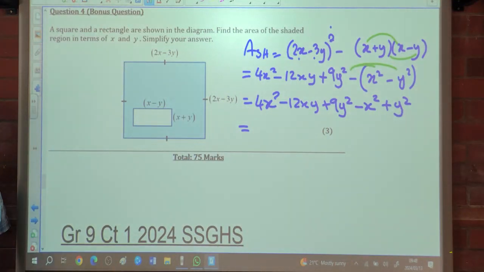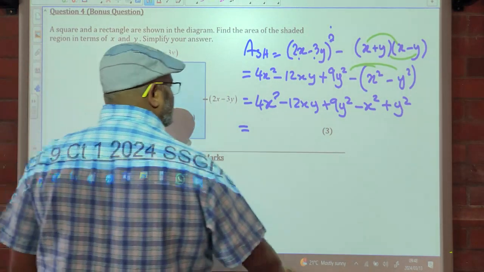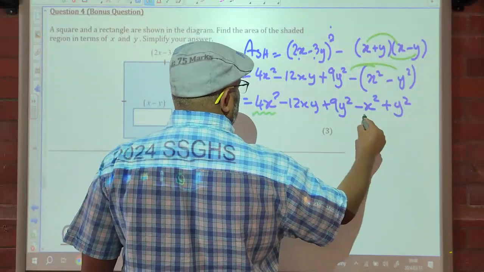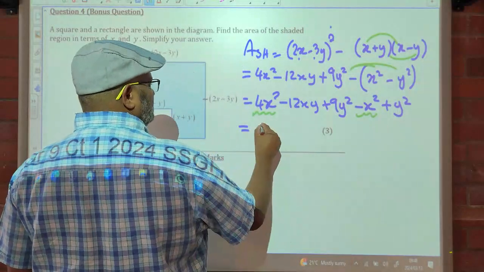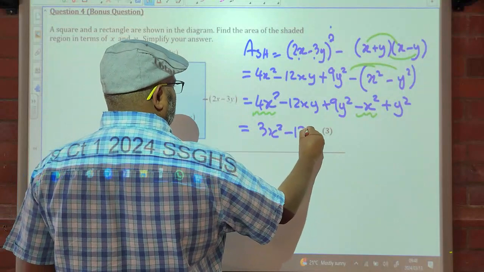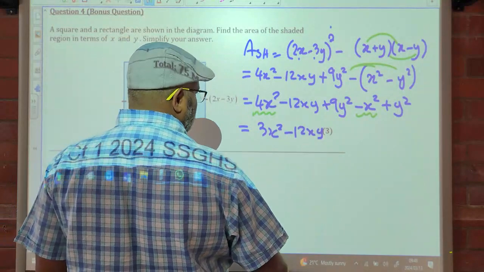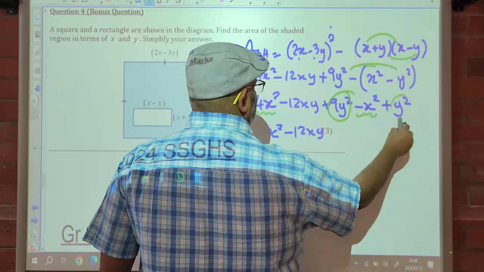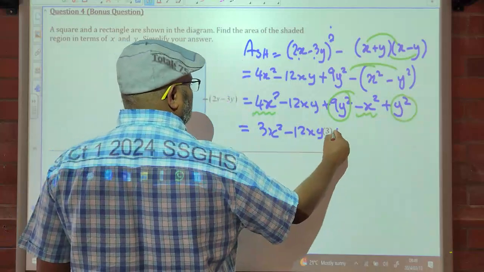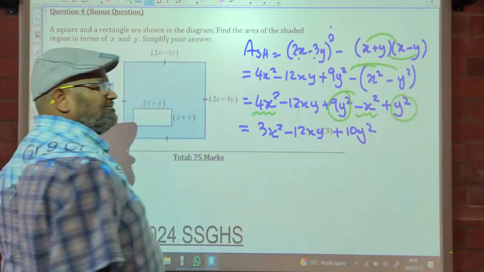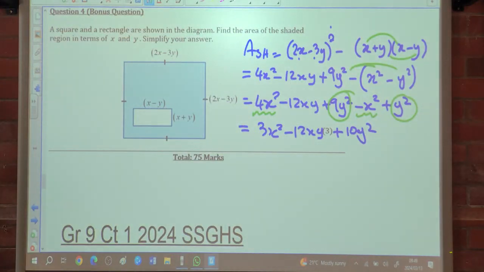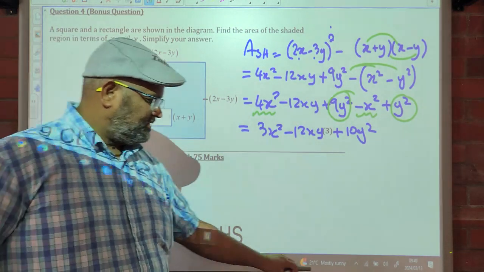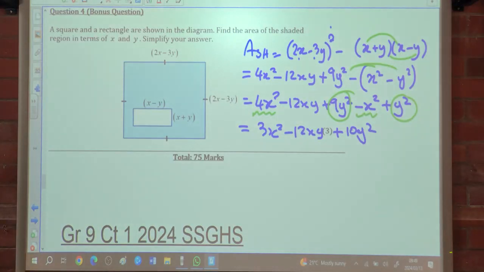So what do we do now? Like terms. So it's 4x squared minus x squared is 3x squared, minus 12xy, and of course 9y squared plus y squared is going to give you 10y squared. Any confusion there, people? No? Simple, no? You all should have gotten it. The question paper and memo can be found in the description box below.